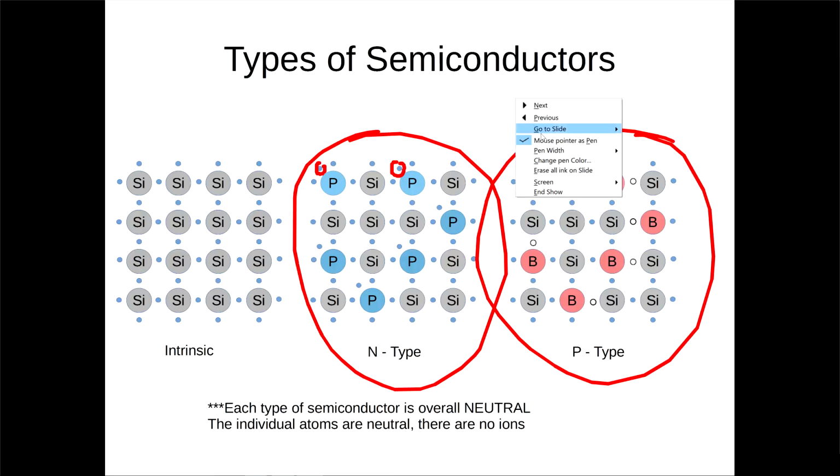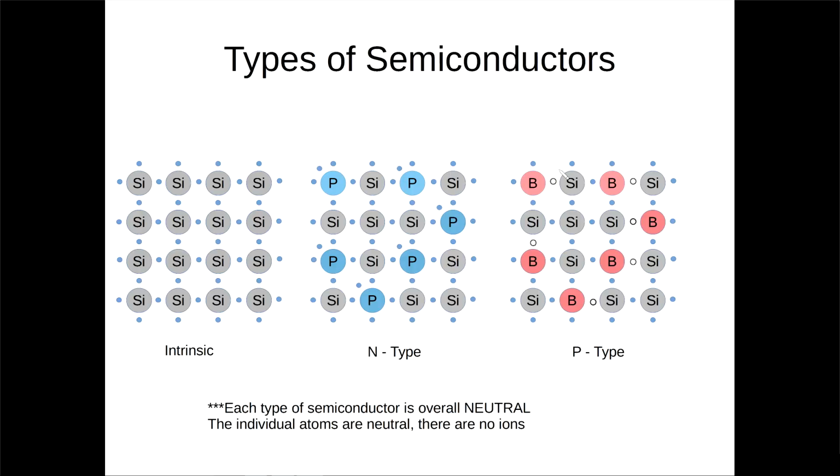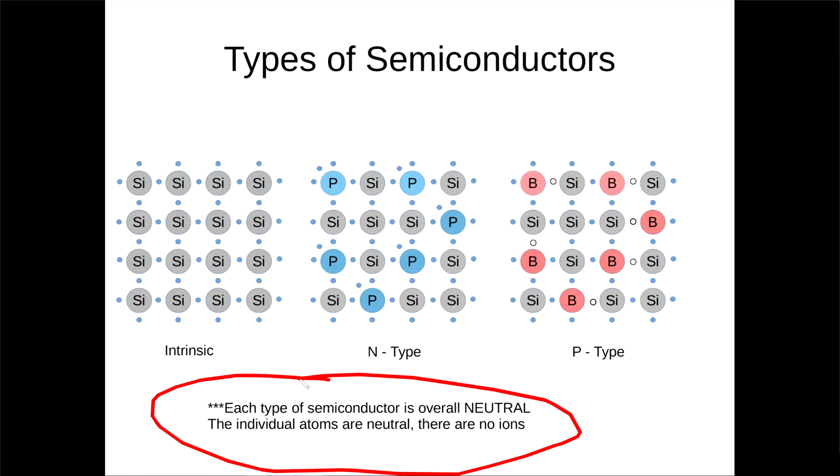But one thing I really want you guys to understand that's extremely important before we move on, and it's critical to understanding how these semiconductors work, is that each of these crystal structures is overall neutral. These individual silicon atoms are neutral, these phosphorus atoms are neutral, so they have an equal amount of protons and electrons on each atom, and overall this whole structure is neutral because each atom is neutral. None of them are ions, none of them are actually charged, they're all neutral.